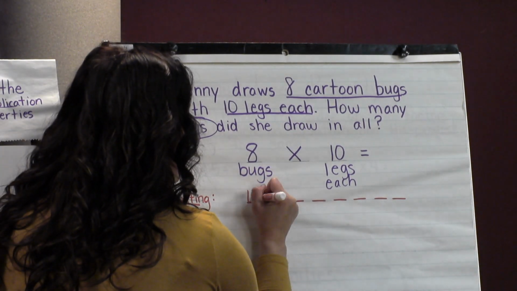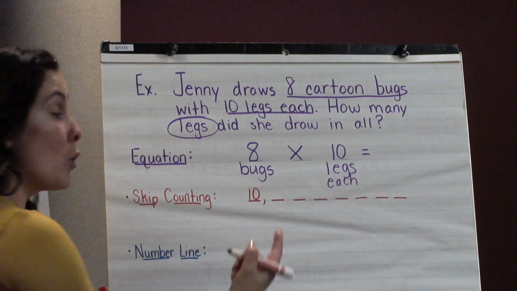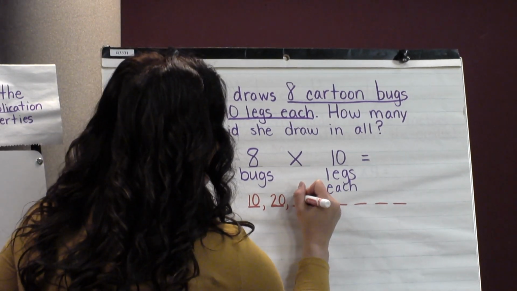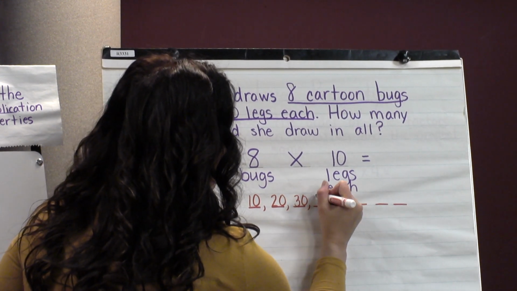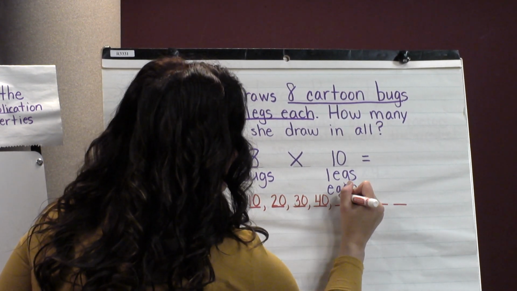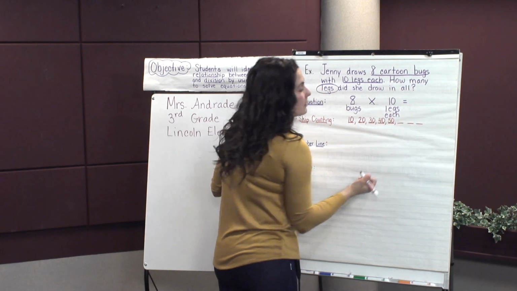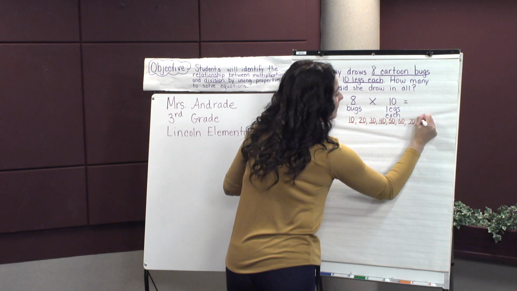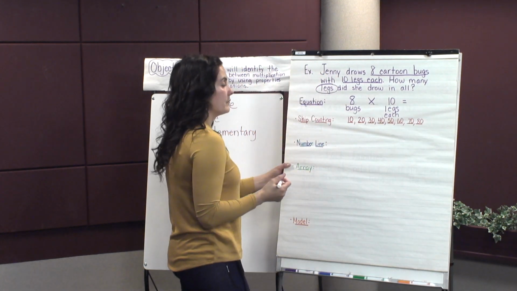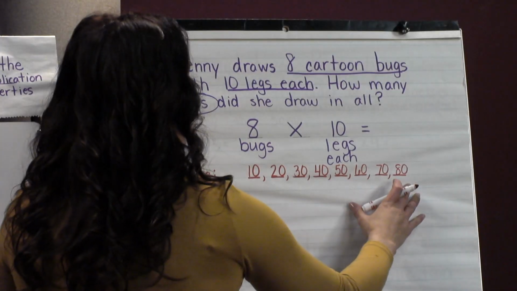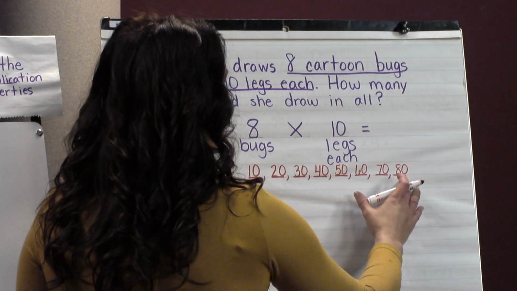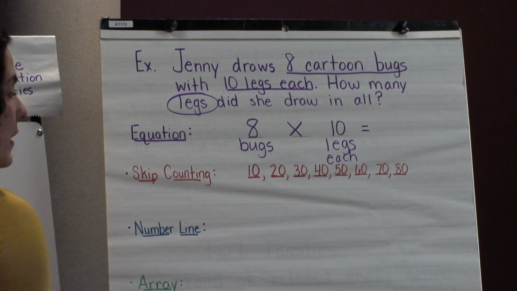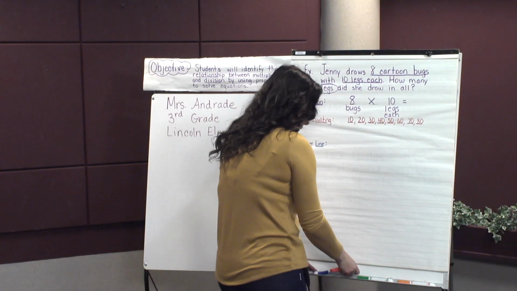10 for the first bug, 10 more would be 20 for the second bug, 30, 40, 50, 60, 70, and 80. So if there are 8 bugs and I'm counting by 10s each, there should be 80 legs in all. I'm going to show you this with a different strategy.